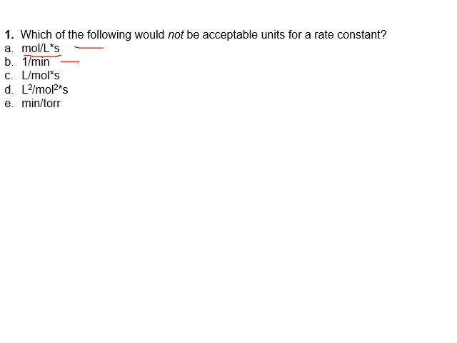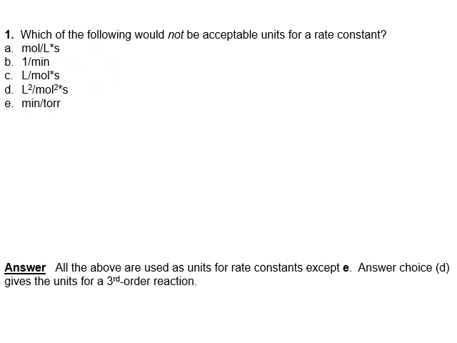For second order, we have too much. We have moles squared per liter squared. We need to get rid of one of the moles per liter, so we multiply by liter per mole, and that drops it back down to moles per liter per second. So that's going to be for 0. And then the next one is going to be for 1, and the next one is going to be for 2. And then the next one is going to be for 3, even though we didn't talk about that. And the last one's not going to be for anything, so this one is just wrong. It is not the units for anything, so the answer is going to be E here, because E is not acceptable units for a rate constant.